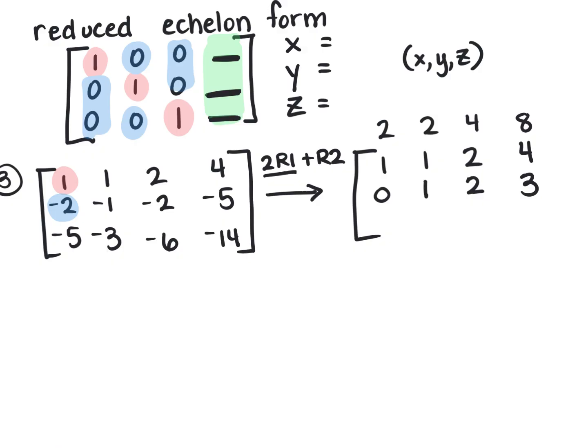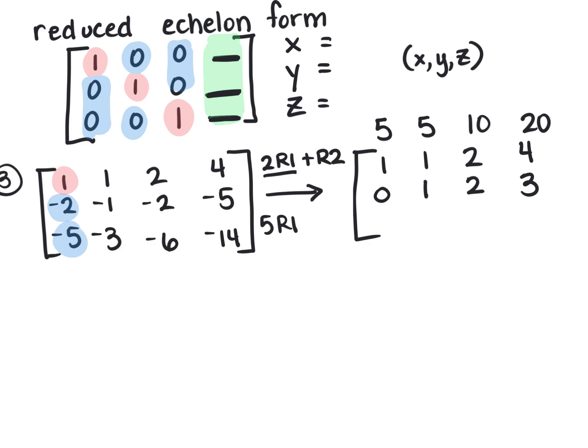Now, once I have that, I'm going to erase these numbers because now I've got to put a 0 in this location. Again, I'm using row 1 to do this. So I have that 1 that's already up there. So I'm going to have to take 5 times row 1. So let's go ahead and do that up above it. So I have 5, 5, 10, and 20.